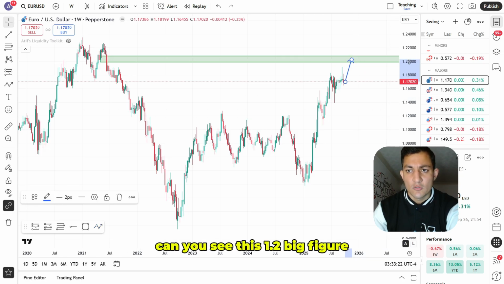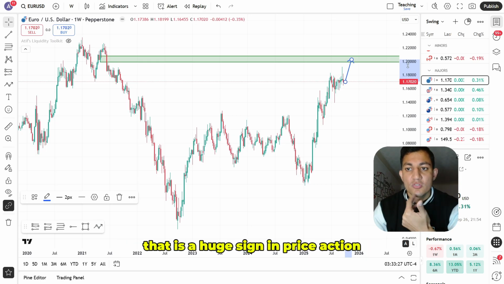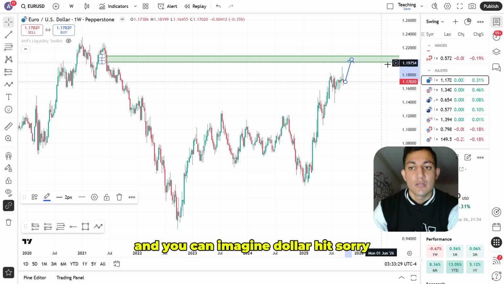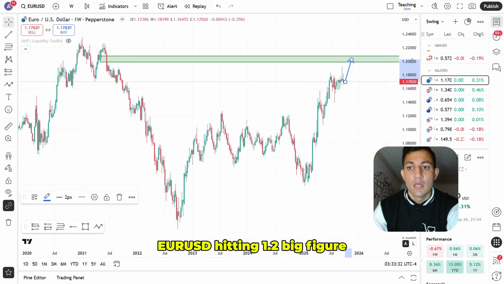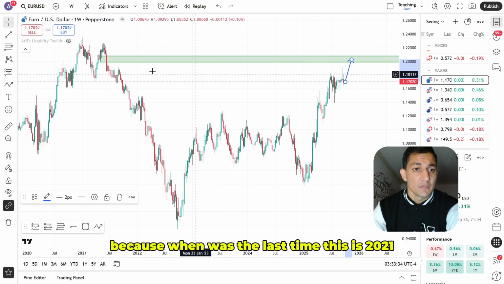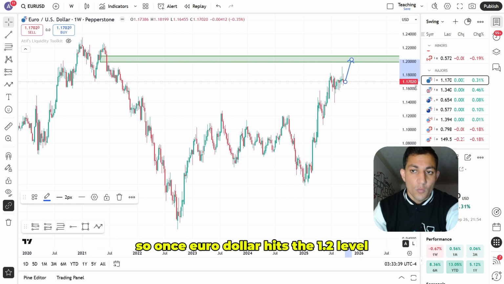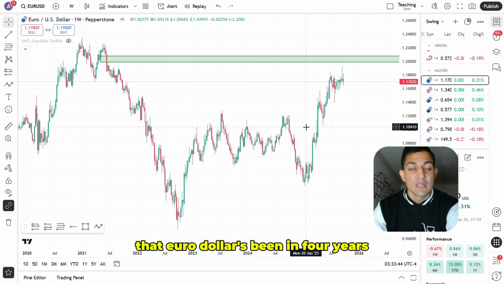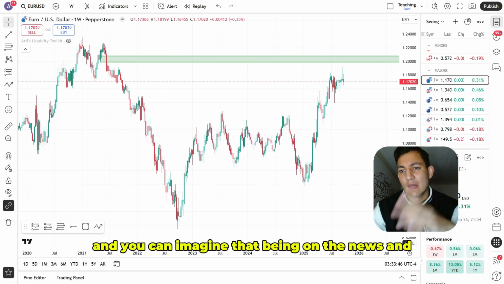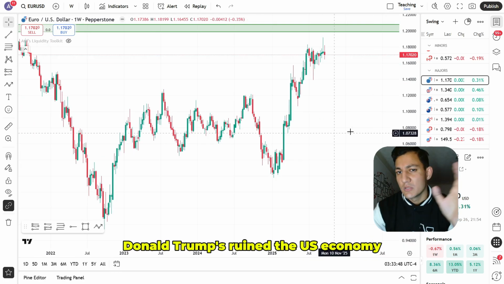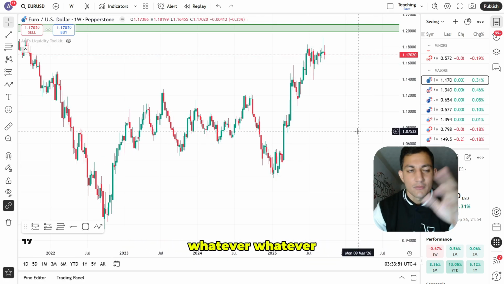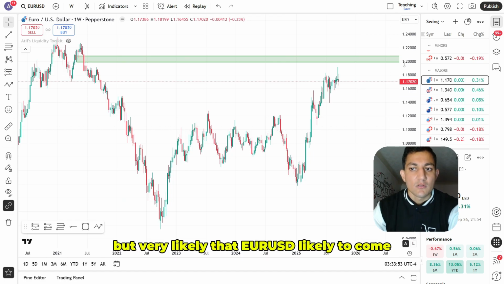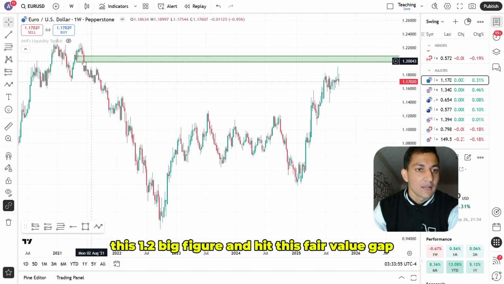Can you see this 1.2 big figure? That is a massive draw on liquidity, right? That is a huge sign in price action, and you can imagine Euro Dollar hitting 1.2 big figure, and there will be a lot of news announcements, right? Because when was the last time? This is 2021, so what would that be? 4 years. So once Euro Dollar hits the 1.2 level, that'll be the highest that Euro Dollar's been in 4 years. And you can imagine that being on the news, and people saying, oh, Donald Trump's ruining the US economy, dollar's dropped by 20%, whatever. But very likely that Euro Dollar's likely to come to this 1.2 big figure and hit this fair value gap.